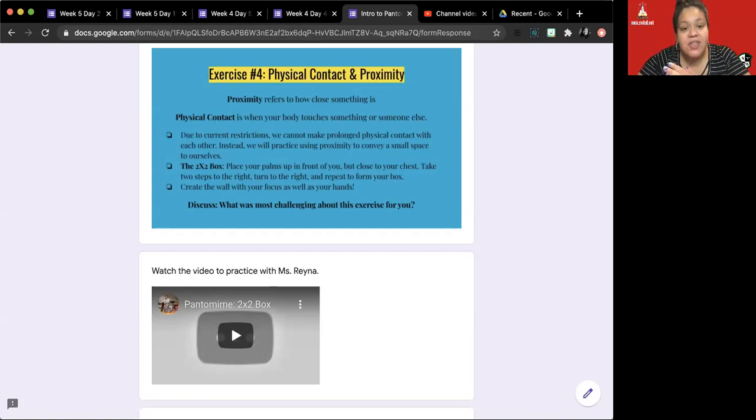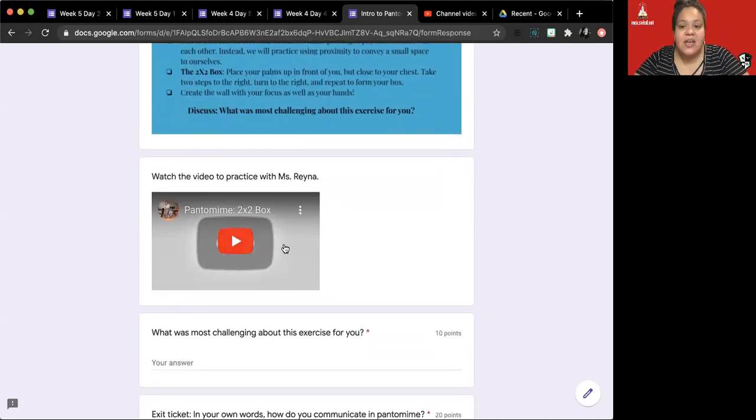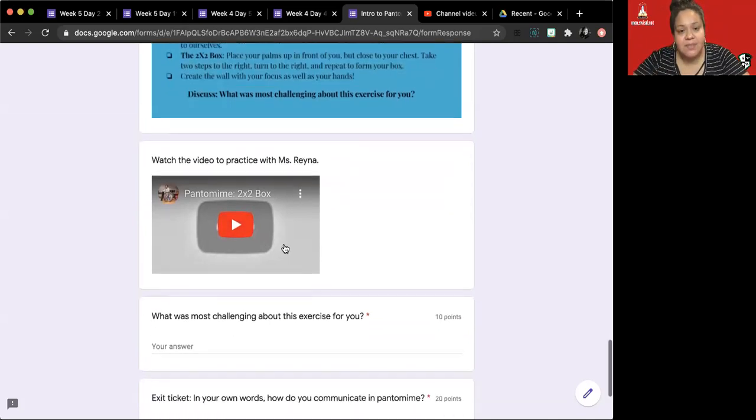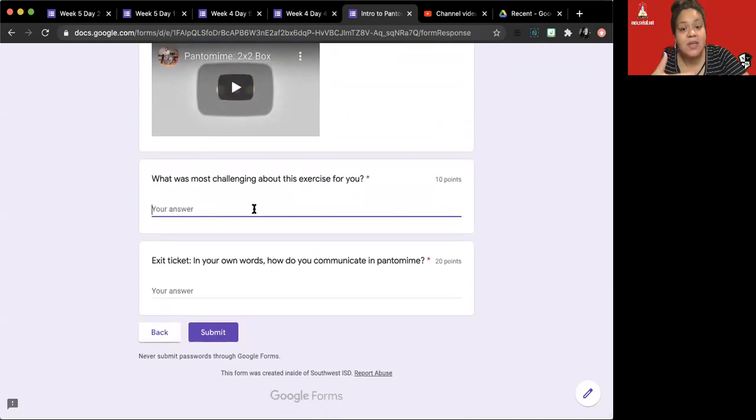So for this exercise, you're going to be doing the mime box. It's an easier version of what you think of when you think of a mime, right? The guy who's stuck in the box. And so you are going to practice pretending that you are stuck inside of a box. There is a video here for you to watch from me so that you can practice with. Once you watch the video and practice it, you can tell me about your experience.